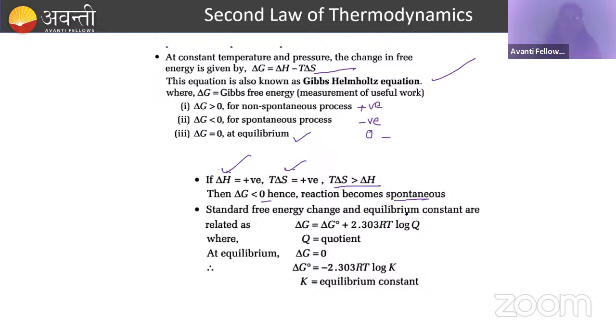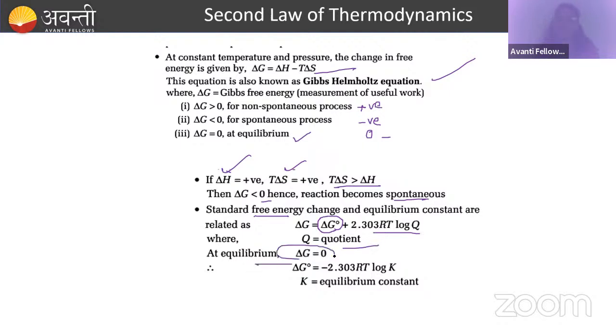Now, standard free energy change and equilibrium constant are related. This is a standard free energy change. Okay, this is a free energy change for a given reaction in which all the reactants and all the products are in their standard state. That's why this is known as Gibbs free energy change at standard state. Okay, standard free energy change. So it is equal to 2.303 RT log Q. Log Q is what? Reaction quotient. We have seen this also.